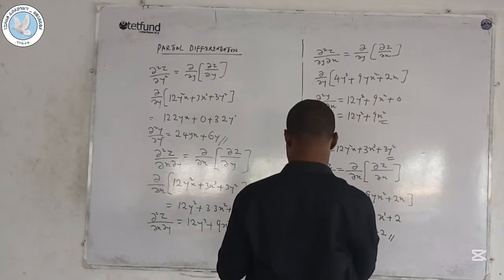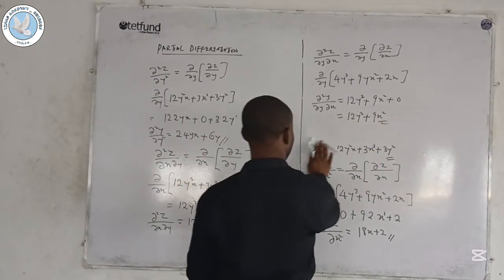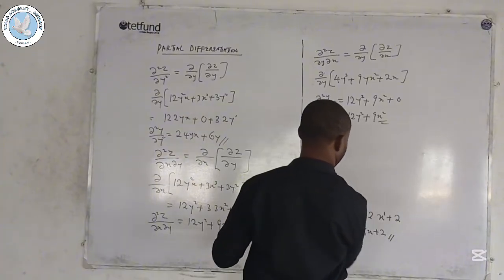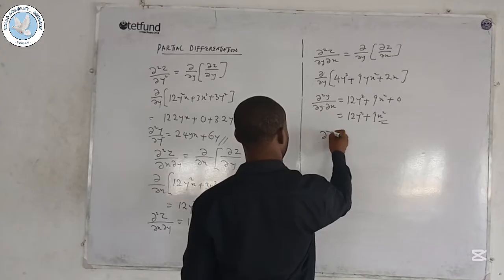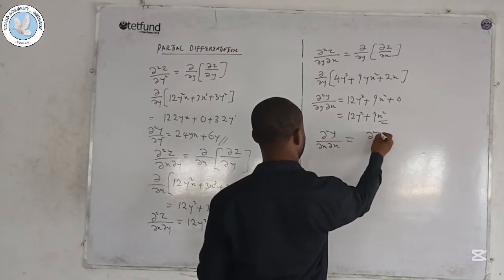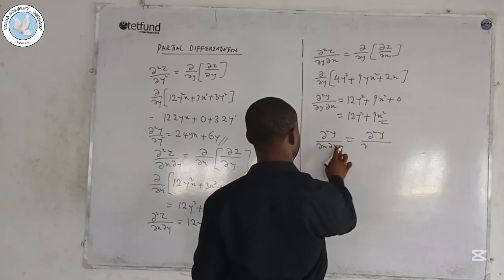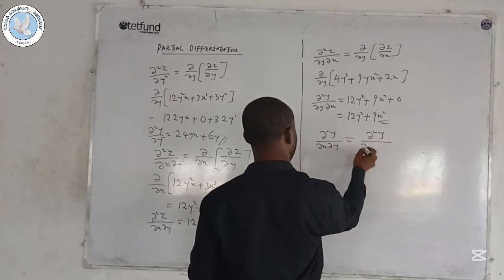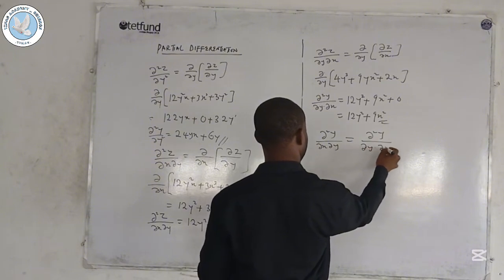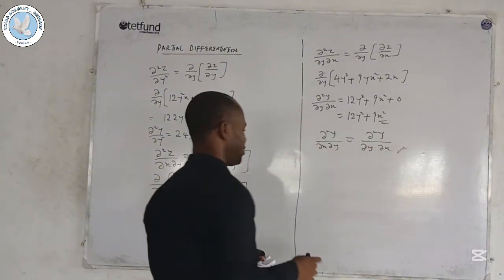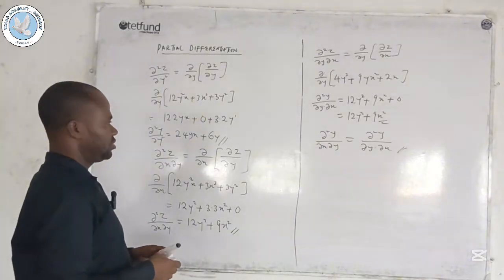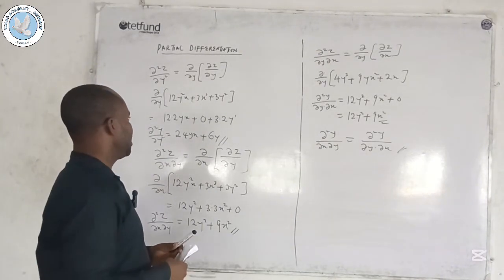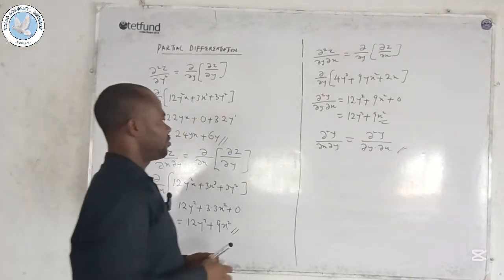So if you observed, we are trying to prove that the second derivative with respect to x is the same thing as the second derivative with respect to y dx. So if you are carrying out this and it's not giving the same answer, you have to do a recheck to know if you're actually right or wrong.